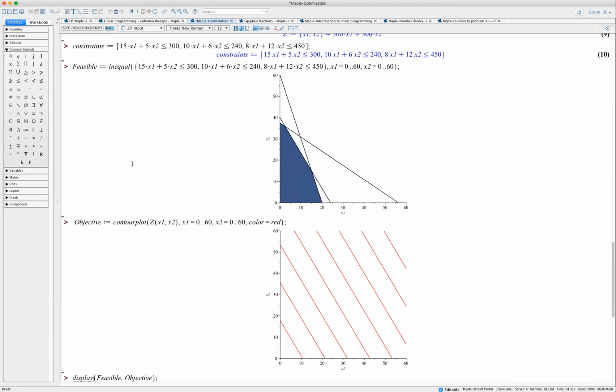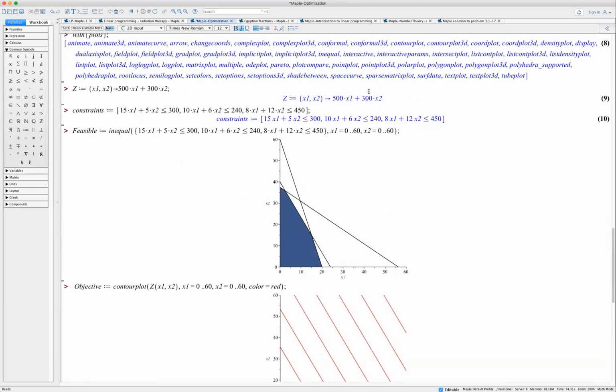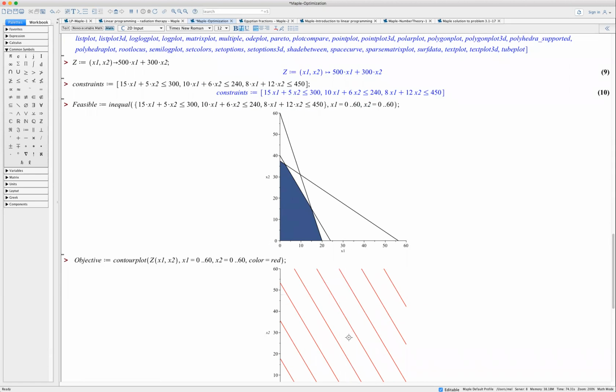And for a given value of z, if you look at the objective function, 500x1 plus 300x2, if you solve this for x2, if you put this equation in slope-intercept form, the larger the value of z, the higher the x2 intercept. So you want to find the line parallel to these red lines, which hits the x2 axis, the vertical axis, as high up as possible and intersects the blue.